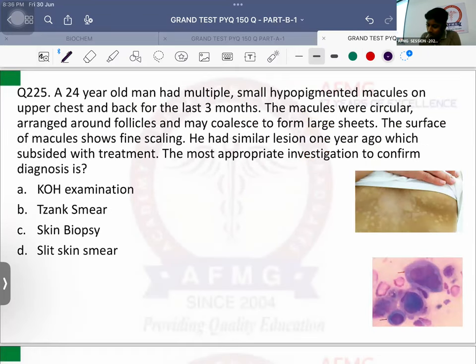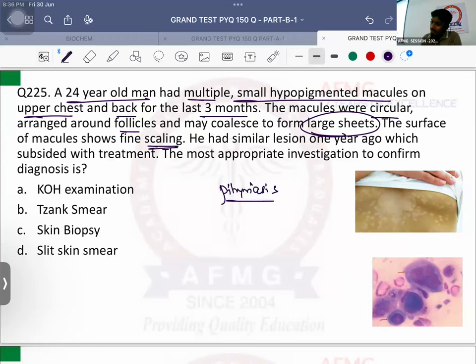225. A 24-year-old man had multiple small hypopigmented macules, okay, on the upper chest and the back for the last 3 months. The macules were circular, arranged around follicles and may coalesce to form large sheets. The surface of macule shows fine scaling. Scaling ka matlab? Pityriasis. Okay, he had similar lesion 1 year ago which subsided with treatment. The most appropriate investigation to confirm diagnosis.